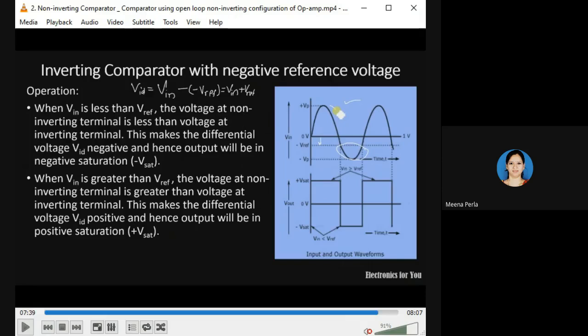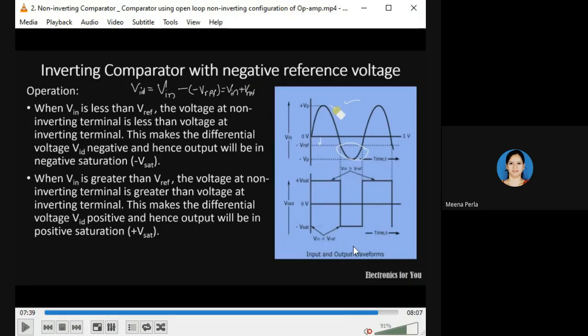And when Vin is greater than V reference, the voltage at the non-inverting terminal is greater than the voltage at the inverting terminal. So this will make it plus V sat, the positive value. This is how the waveform shows up because of this formula, that VID is equal to Vin plus V reference. So you need to draw the waveform of the input sine wave, which is going to give you plus V sat and minus V sat values.